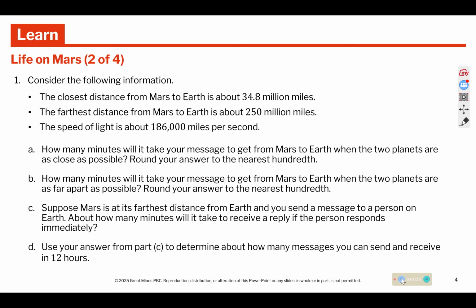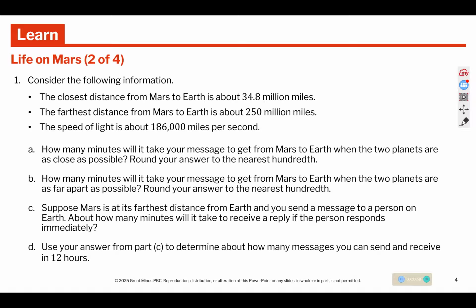The speed of light, which is how fast light can travel, is about 186,000 miles per second. How many minutes will it take your message to get from Mars to Earth when the two planets are as close as possible? Round your answer to the nearest hundredth. So this is if our message is traveling at the speed of light. I'm going to solve this on a different slide, and then we'll write our answer here in part A, just so I have more space.